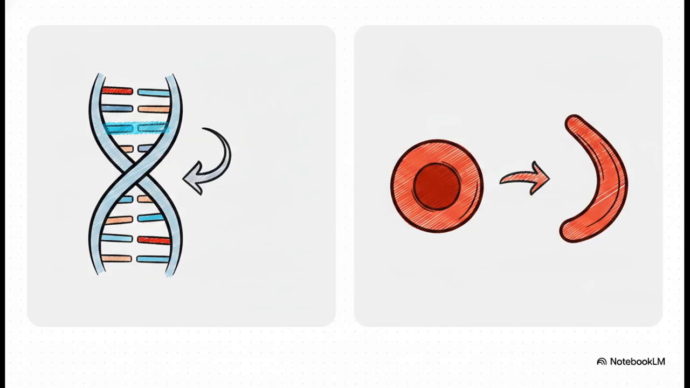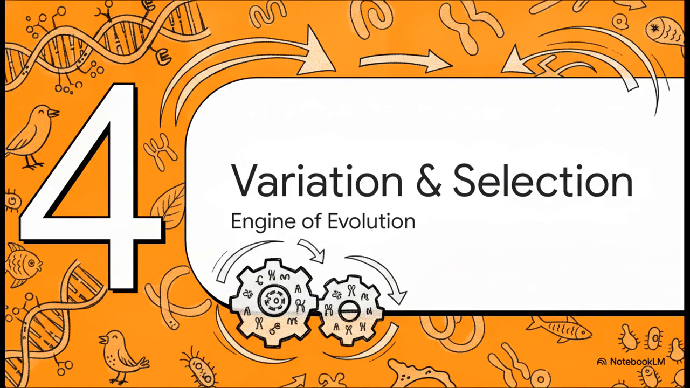Over on the left, you can see how a tiny single DNA base swap alters something like melanin or hemoglobin. But on the right, look at the physical reality of that tiny swap. It directly causes conditions like albinism, resulting in pale skin and light eyes, or sickle cell anemia, which literally changes the physical structure of red blood cells into a sickle shape, making them way less efficient at carrying oxygen. Section 4. Variation and natural selection, the engine of evolution.